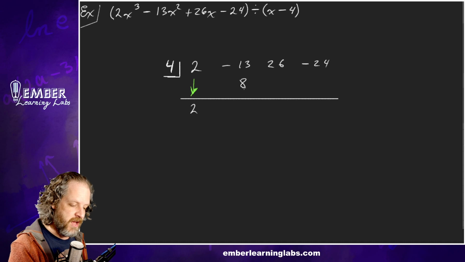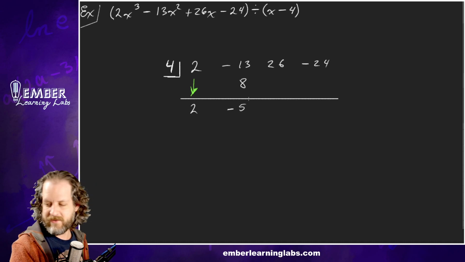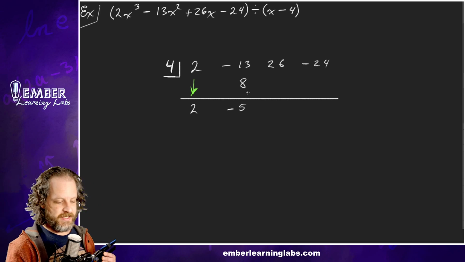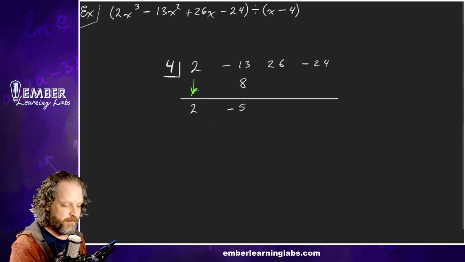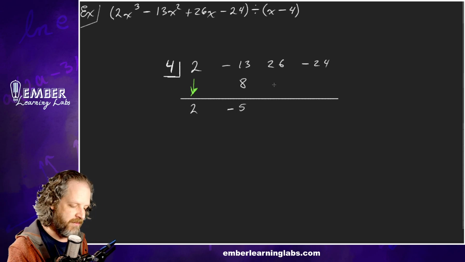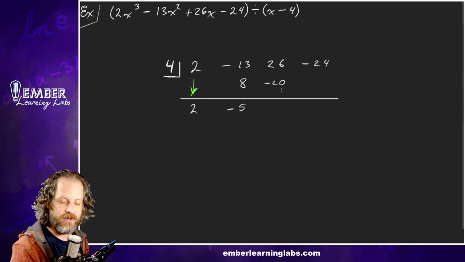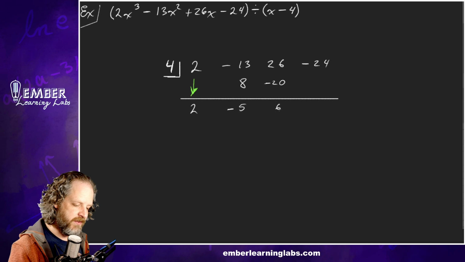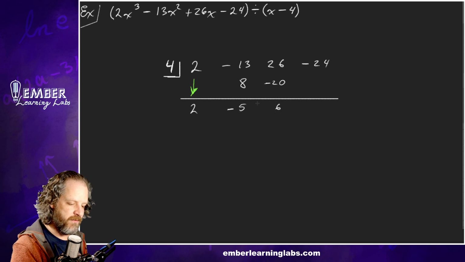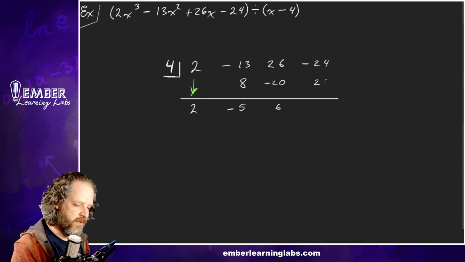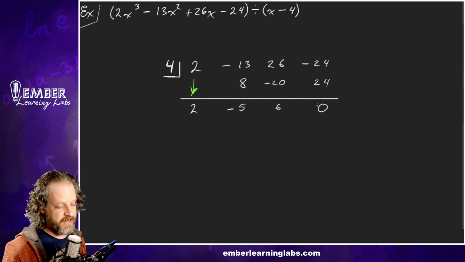So -13 plus 8 is -5. Easy peasy, lemon squeezy. We multiply: 4 times -5 is -20. Then we add: 26 plus -20 is 6. 4 times 6 is 24. Add them: -24 plus 24 is 0. That means it has a 0 remainder.